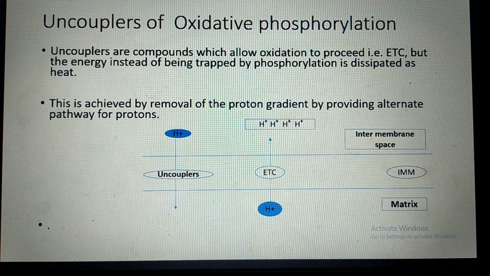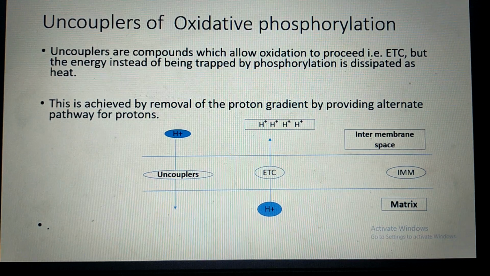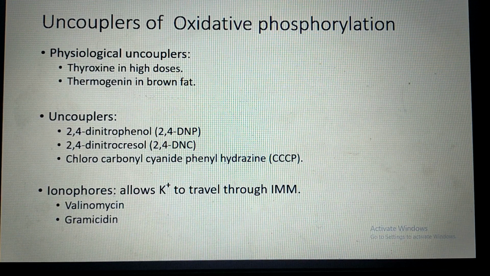When potassium travels in this direction, the positive charge in the intermembranous space decreases and increases on the matrix side. When the positive charge is balanced on both sides of the inner mitochondrial membrane, the movement of protons across the FO-F1 subunit does not occur, and in this way ATP synthesis does not take place. The examples of these ionophores are valinomycin and gramicidin.